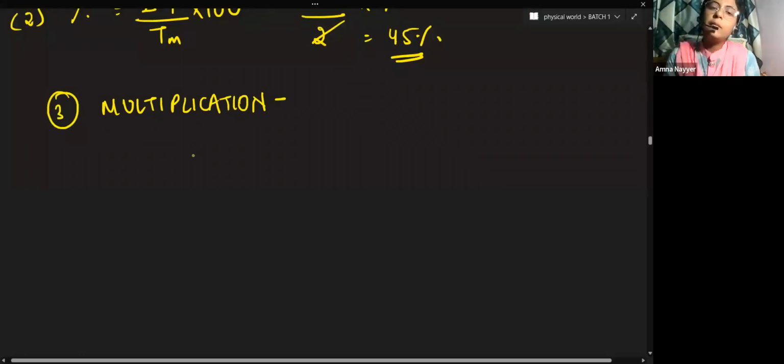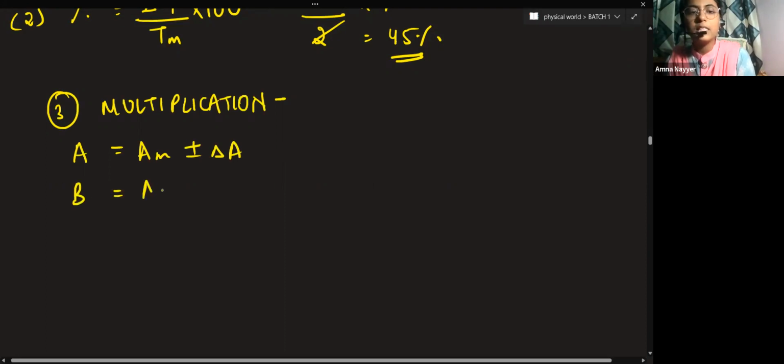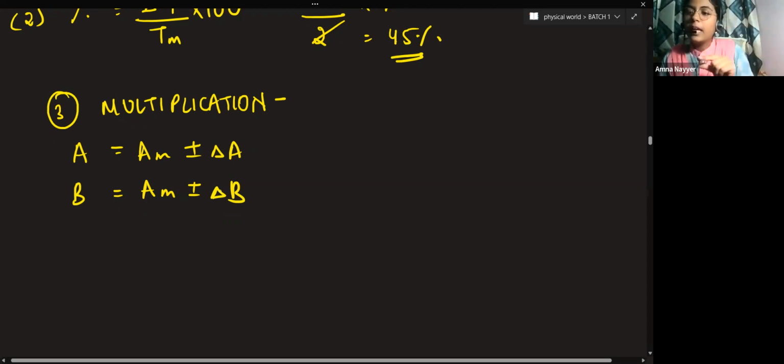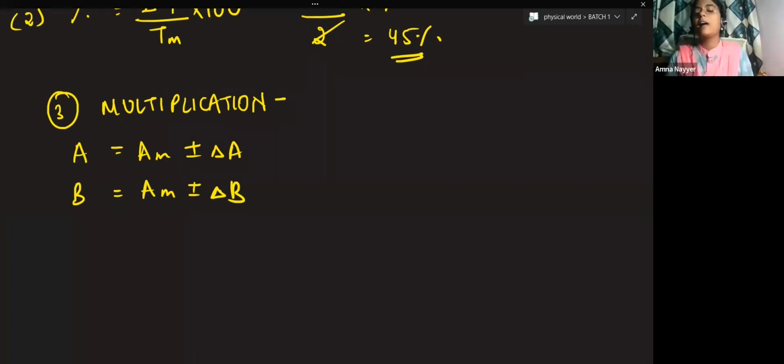See, in multiplication, let's take those numbers only. Let's take A as AM plus minus delta A, and we have B with us, which is BM plus minus delta B. Now you have to multiply. So you also know how you will get your answer. One will be the mean value, the way the 2 was the mean value, plus minus and delta. Delta was what? Mean absolute error. So you have those two.